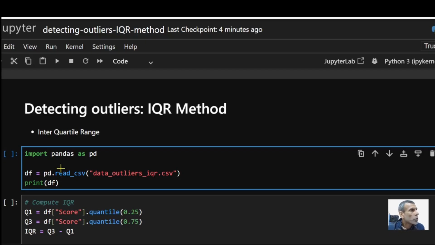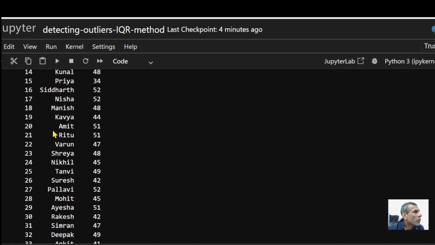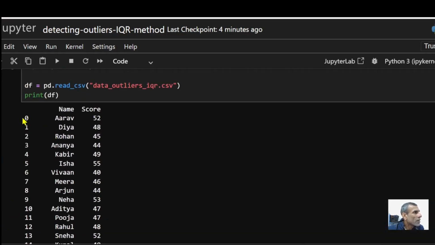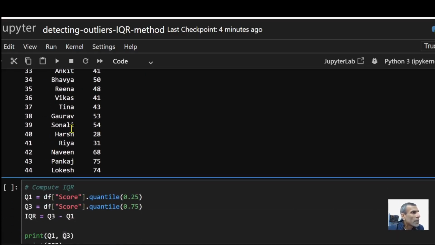So now I'm going to show you how you can detect outliers using the IQR method. First I'm importing pandas as pd, and I'm reading the CSV file, and then I'm printing the data frame. When I run this, it's going to print out the data frame, and there are a total of 45 records. You can see that it starts with 0 all the way to 44 at the bottom. So there are 45 records, and these are name and score. These are the corresponding scores for each one of the students. And among these scores, there are some values that are outlier values.